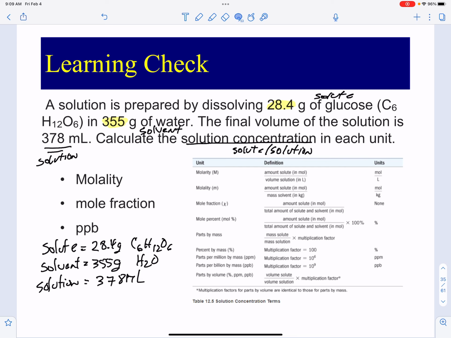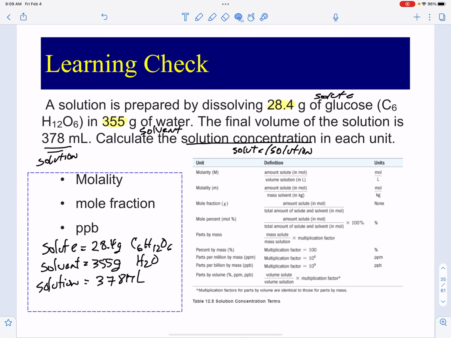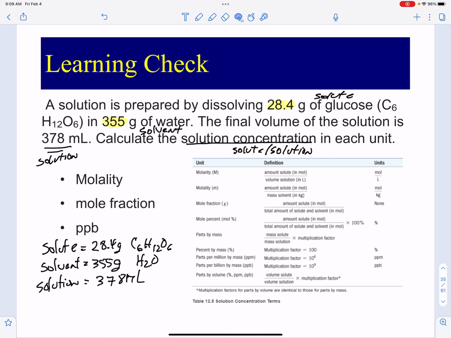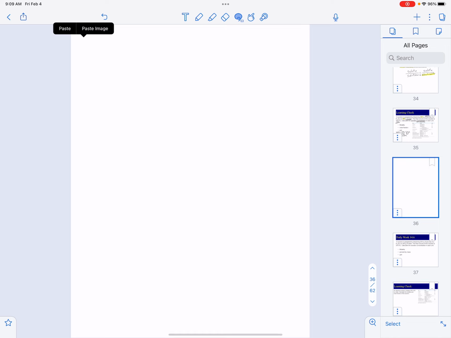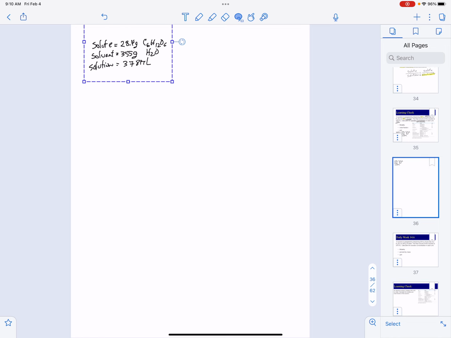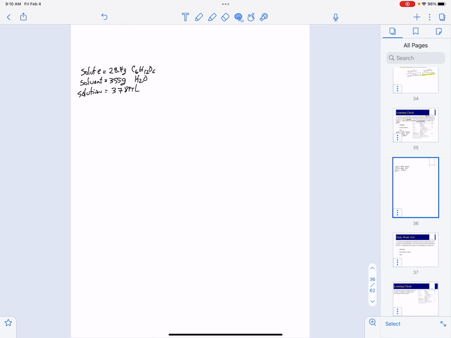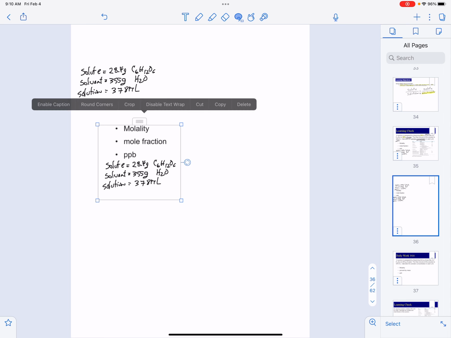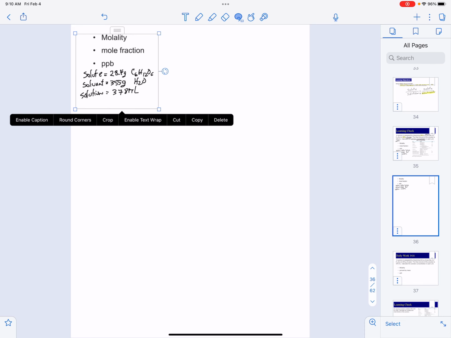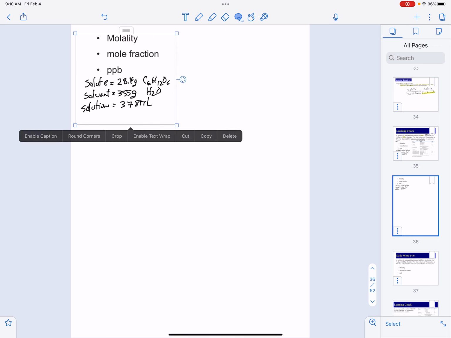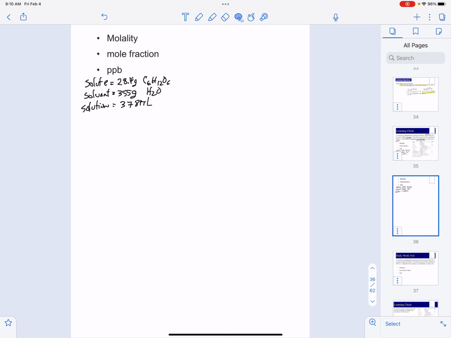And now I'm going to need more space to do the calculations. So this is what we're looking for. So let's go ahead and copy this. Let's give ourselves a little bit more space and do the problem here. So we got that, and we got that. So this one we don't need anymore. So the one we need is this one. So that's what we're going for. We're going to calculate molality, mole fraction, and parts per billion for those conditions.